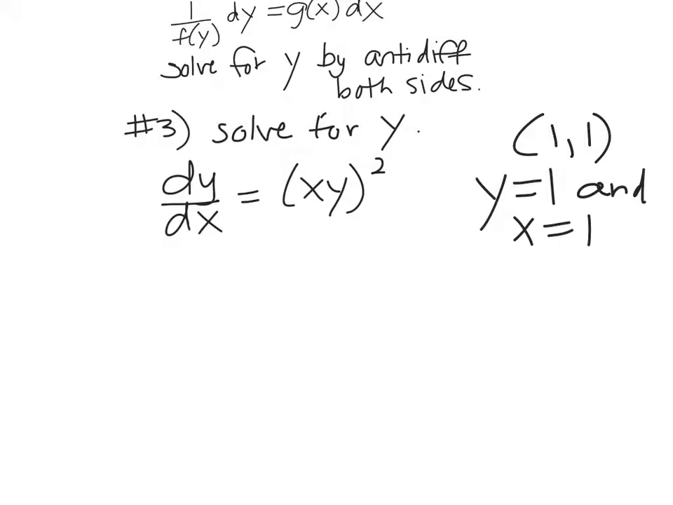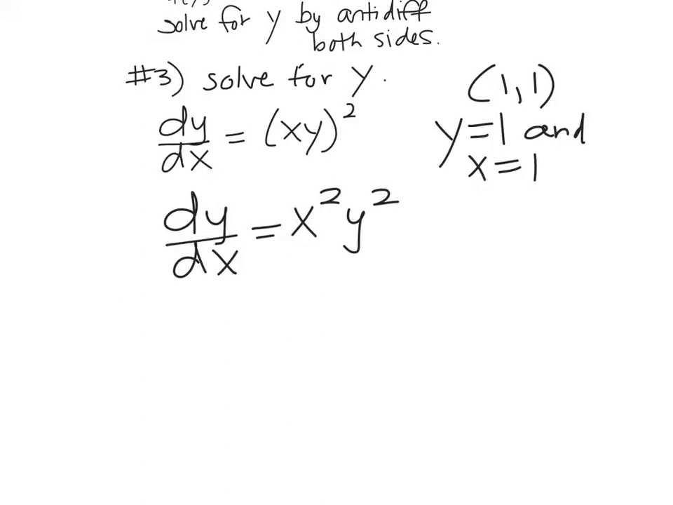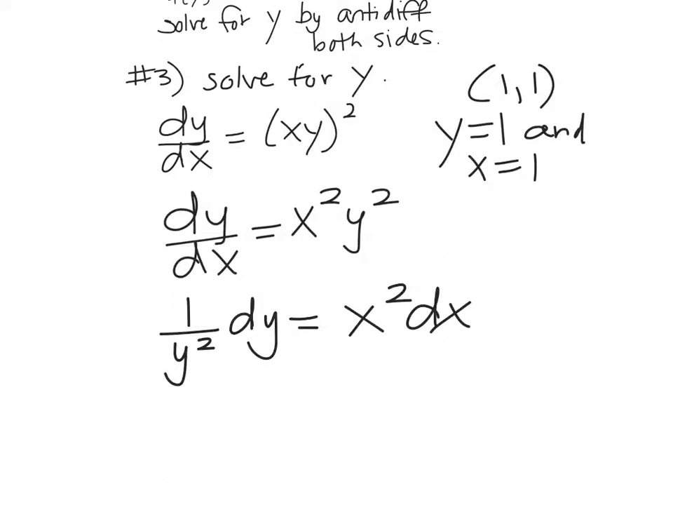All right, so we get dy dx equals, and we can split this up. We can separate this into x squared, y squared. Okay? Is that the same thing? Yeah. Exponent rules. Not if it's plus. If there's a plus in the middle, it's not. You'd have to FOIL it. But this is just x squared times y squared. All right, so let's go ahead and divide by y squared and multiply by dx, okay? So we get 1 over y squared dy equals x squared dx.